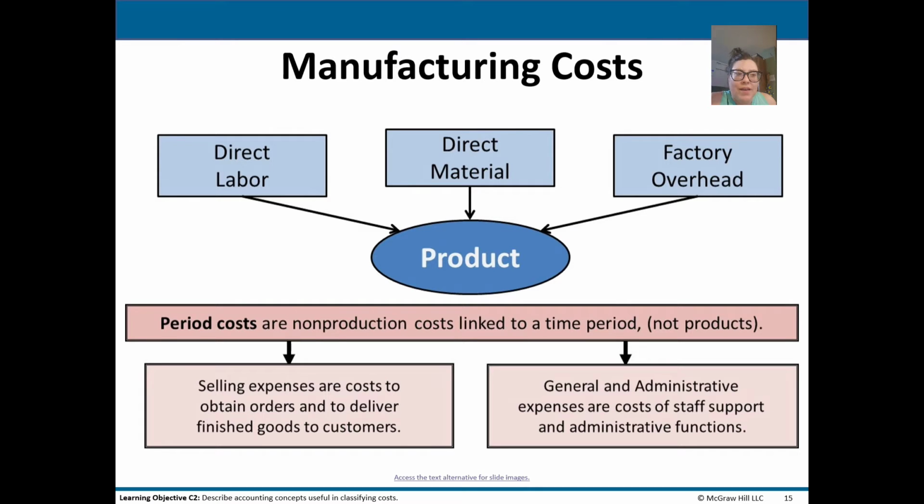So this could be things like your selling expenses, your general and administrative expenses. You'll see those in the income statement, but they're not tied specifically to a product and therefore don't end up in cost of goods sold. Period costs are still linked to the time period in which you made your product.